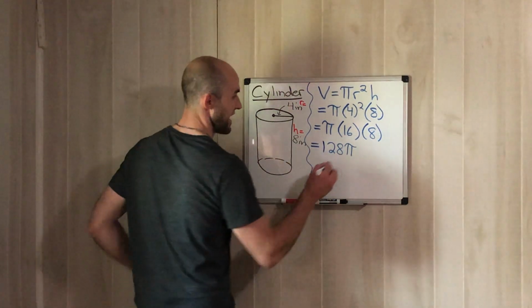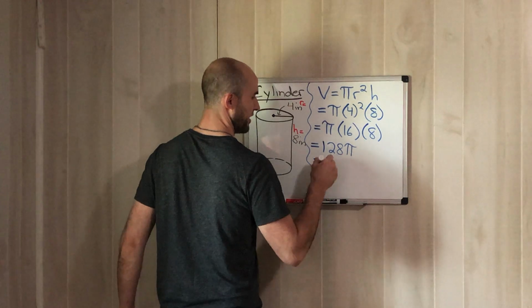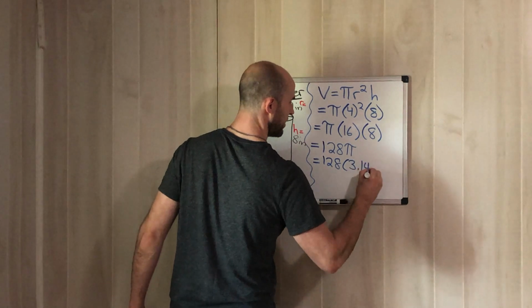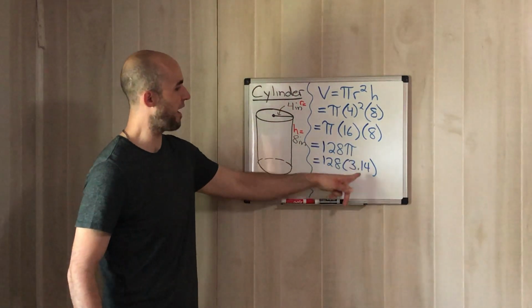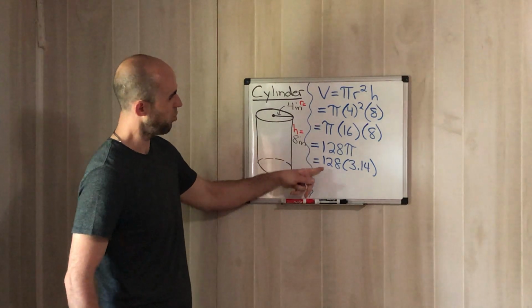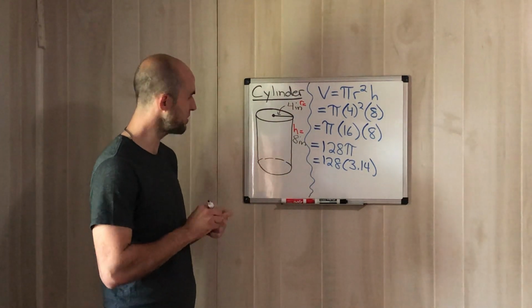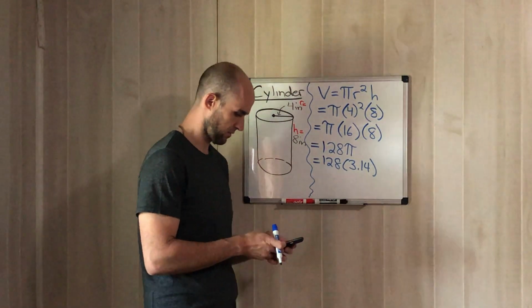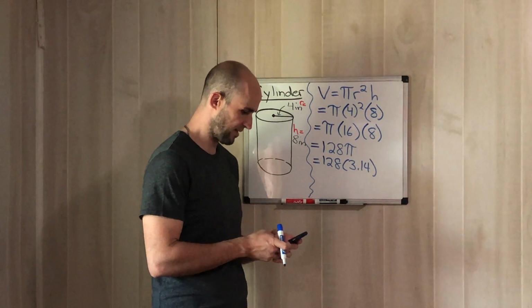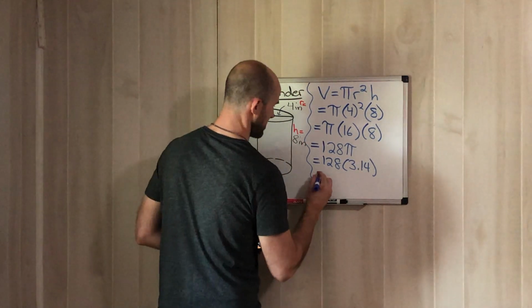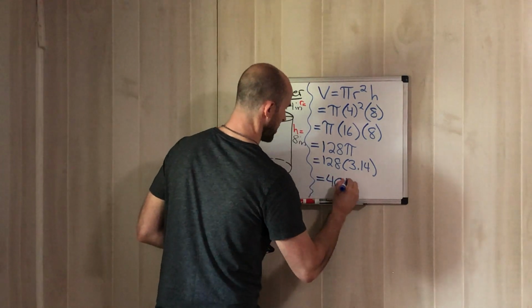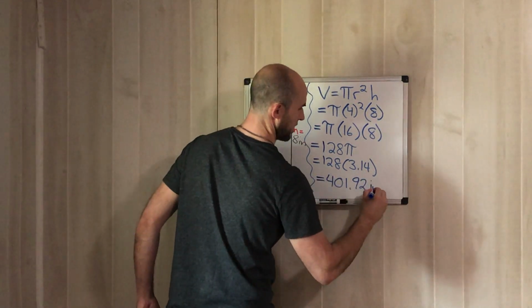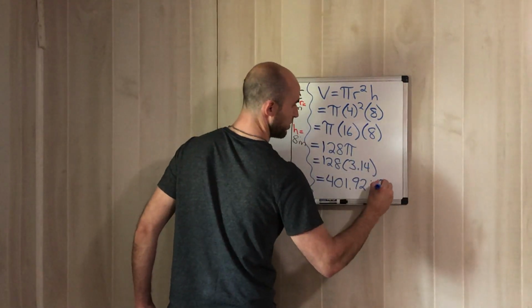Brought down the pi, and now since we don't want to work with the pi, substitute it. We have 128 times 3.14, right? And all I did was, instead of dealing with pi, just substituted 3.14. 128 stayed the same. And now if I were to multiply 128 times 3.14, we know that it gives us 401.92, right? Inches. And since again, it's volume, it's going to end up being cubed.